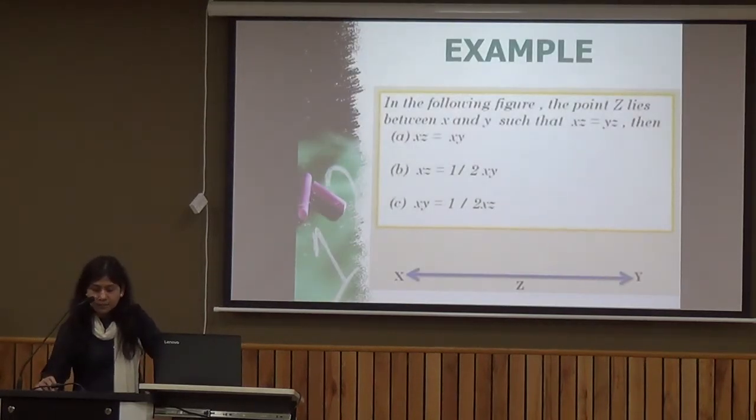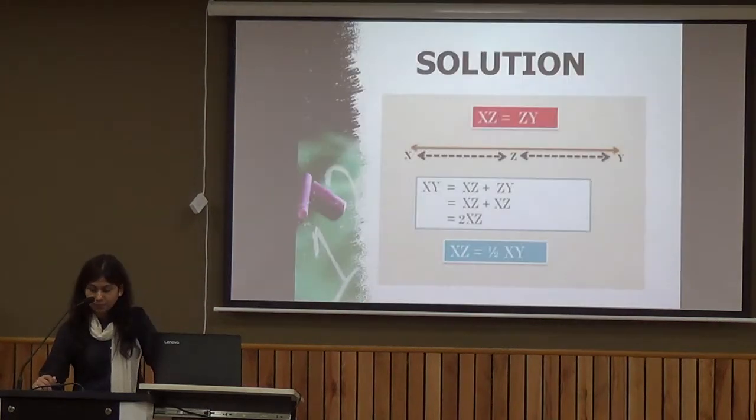For example, consider this question. In the following figure, the point Z lies between X and Y such that XZ is equal to ZY. Then, which is correct: A, XZ is equal to XY; B, XZ is equal to half of XY; or C, XY is equal to half of XZ. Now, let us see the solution.